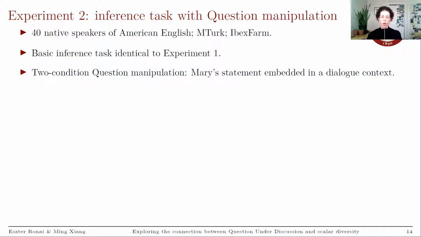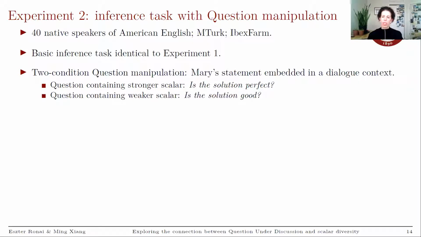But importantly, we also included a two-condition question manipulation here. The statement that contains a weak scalar term that Mary utters was now embedded in a dialogue context. Specifically, there were two different conditions. Mary's statement was either preceded by a question that contained the stronger scalar, for instance, is the solution perfect? Or it was preceded by a question that contained the weaker scalar, for instance, is the solution good?